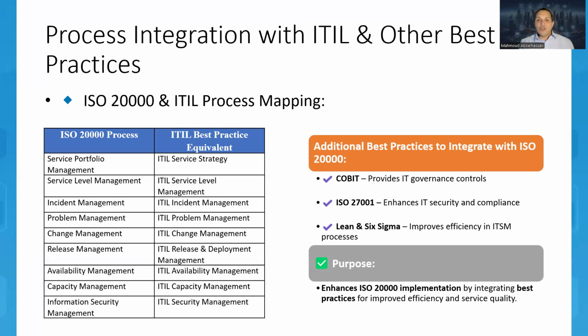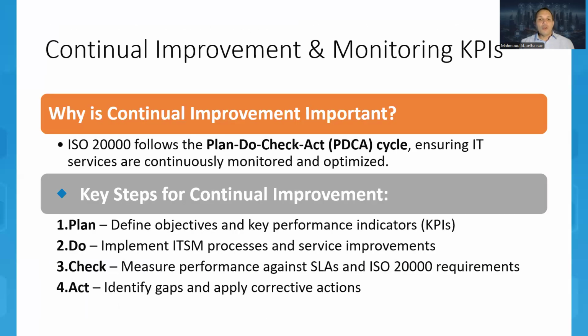So there is additional best practice to integrate with ISO 20000, and we saw that together in the first episode when we saw the slide of frameworks that can integrate with ISO 20000, such as COBIT, ISO 20007001, Lean and Six Sigma processes. So the purpose of this integration is to enhance ISO 20000 implementation and improve the efficiency and service quality.